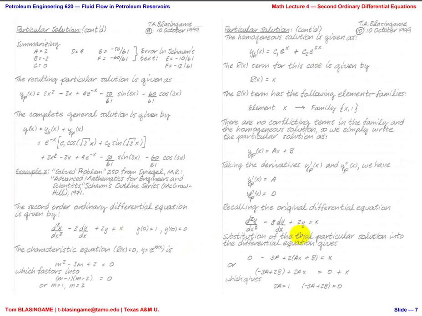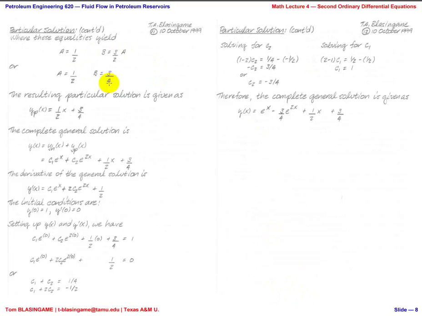Doing so, we end up with this expression, right? This is 0, this is minus 3 times a plus 2 plus 2 times ax plus b, right? Separating terms, we conclude that a is equal to 1/2 and b is equal to 3/4. So the solution for the non-homogeneous part is given by 1/2 x plus 3/4. And then we have the complete general solution, which is this one.